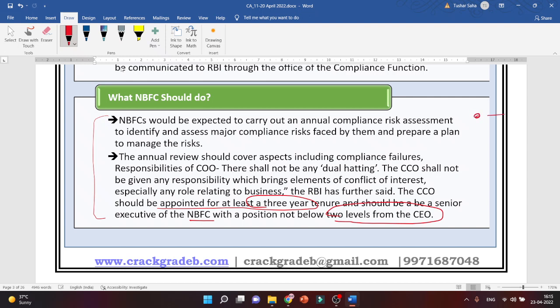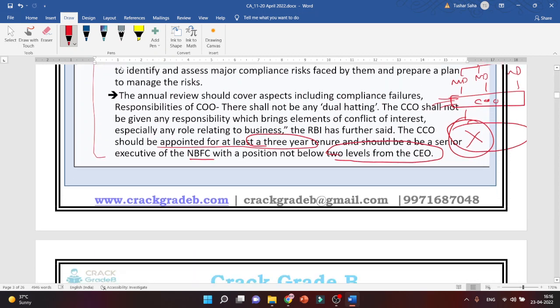Let's say this is the CEO. Maybe under the CEO there would be, let us hypothetically create some situation, maybe MD, and under this position, any of these positions, the Chief Compliance Officer would be appointed. Not more than 2 positions below, means not in this position, somewhere around this. Means there should be only one boss between the CEO and the Chief Compliance Officer. Okay, so let's move to the next.